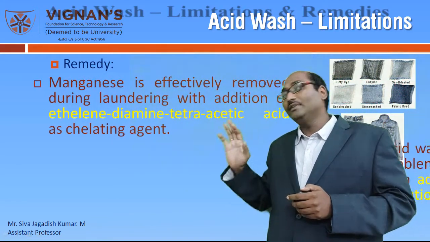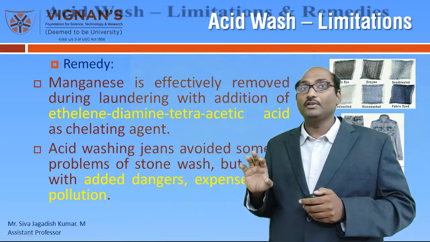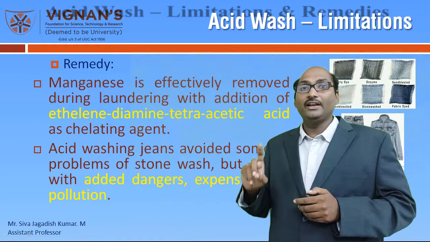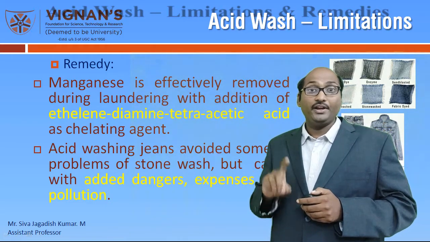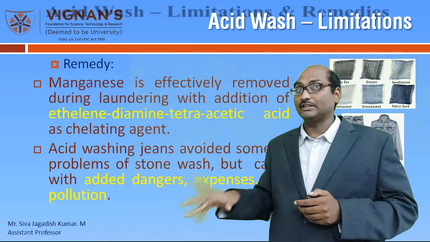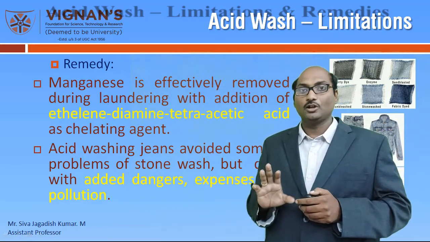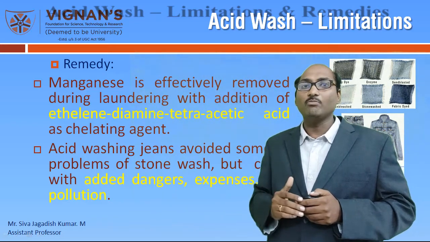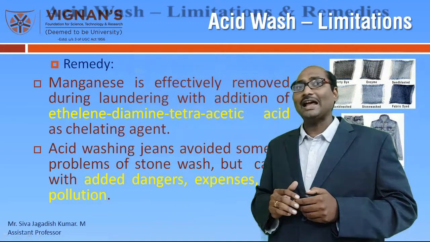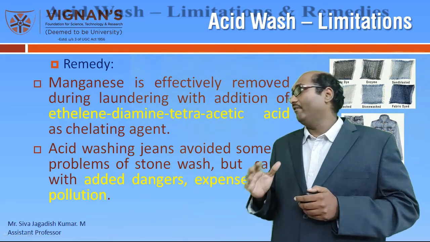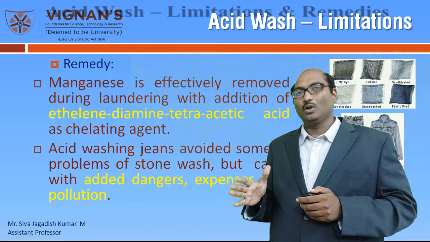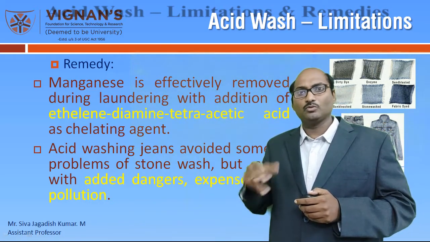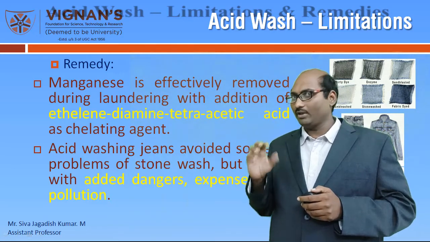The manganese is effectively removed during laundering with the addition of EDTA. EDTA means ethylene diamine tetraacetic acid, as a chelating agent. So that manganese will be removed, and the prolonged yellowness can be arrested. And by acid washing, we avoided some of the problems of stone washing, like dust accumulation and too much water.